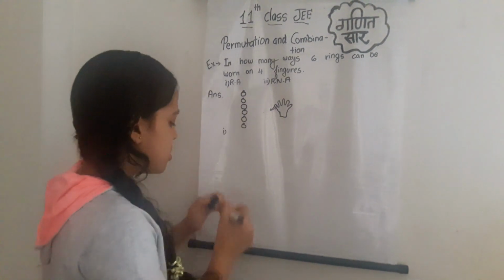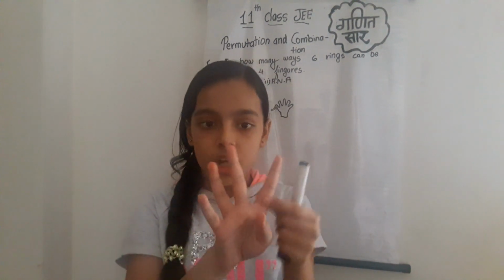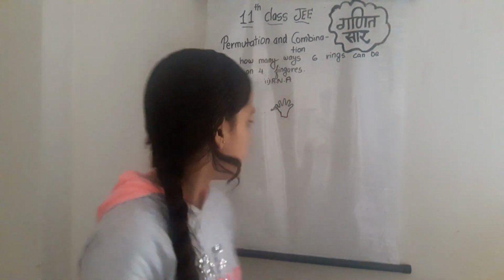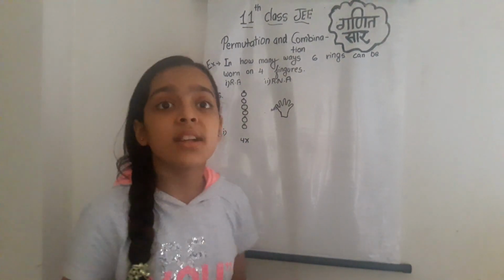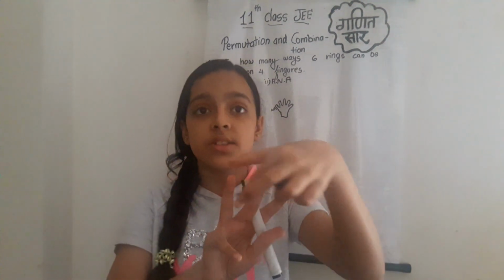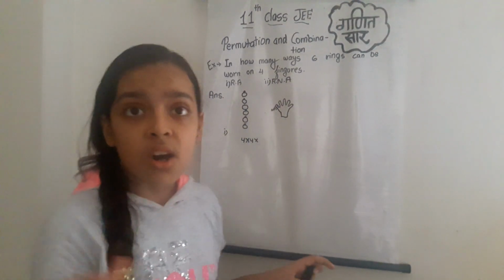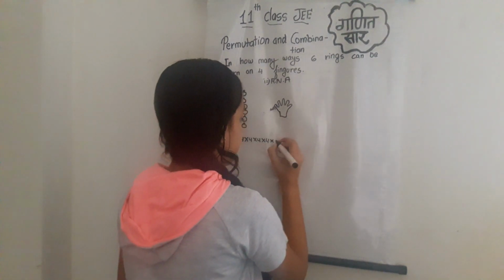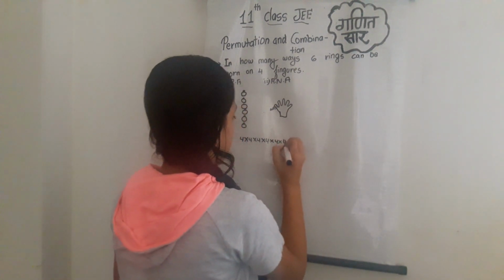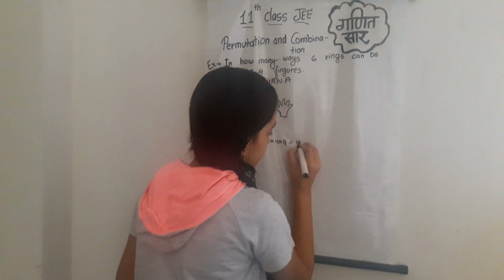So there are 4 fingers, and when we take one ring, we can put it here also, here also, here also, and here also. So it can be placed in 4 places. So 4 into, now the repetition is allowed so the rings can be repeated. So here also, here also, here also, and here also. So the second is 4, and so on, because repetition is allowed, it is being repeated. 4 into 4 into 4 into 4 into 4 into 4 equals 4 to the power 6.